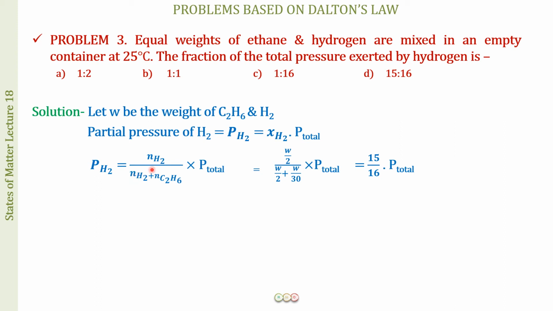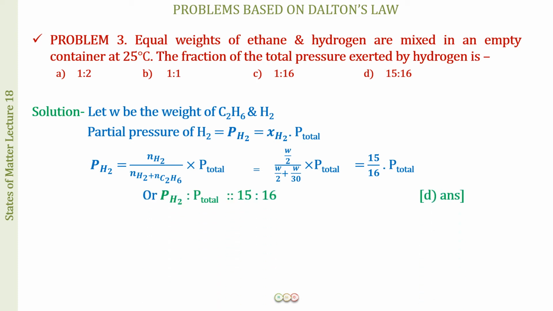So how are we going to find out the number of moles of hydrogen? Well, that is going to be simple. W by 2, the molar mass. And moles total of both the gases is going to be W by 2 plus W by 30, where 30 is the molar mass of C2H6. So calculating this, what you will find is 15 by 16 into P total is the P H2, that is the partial pressure of hydrogen.